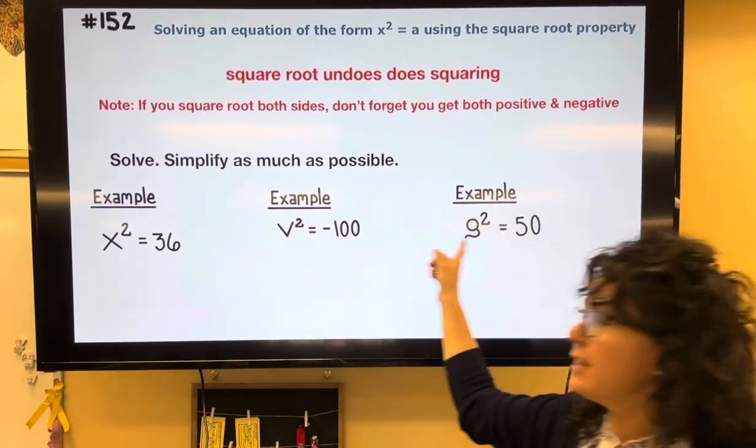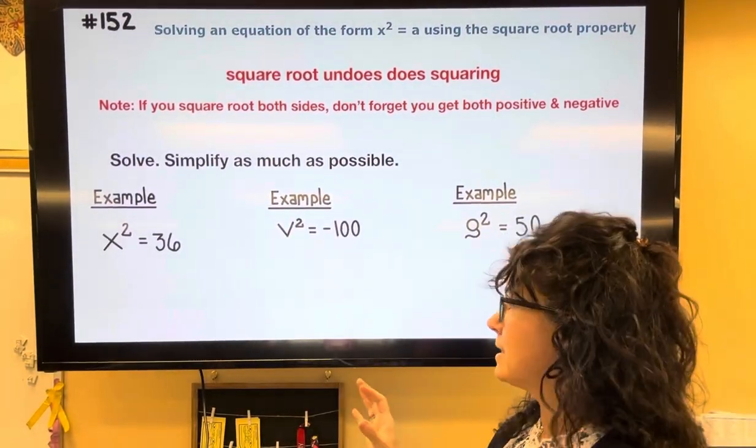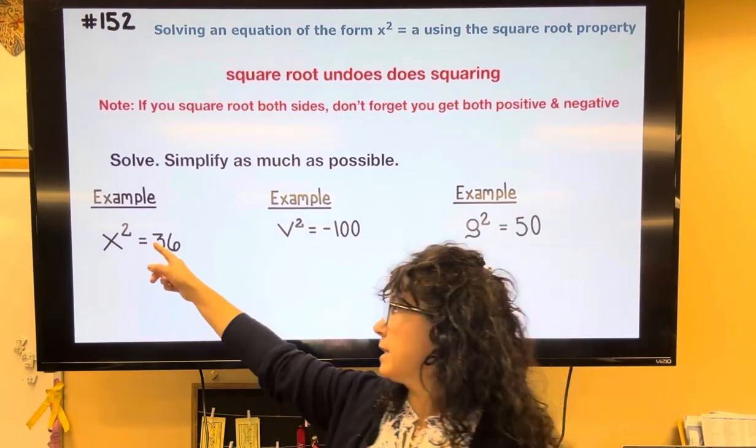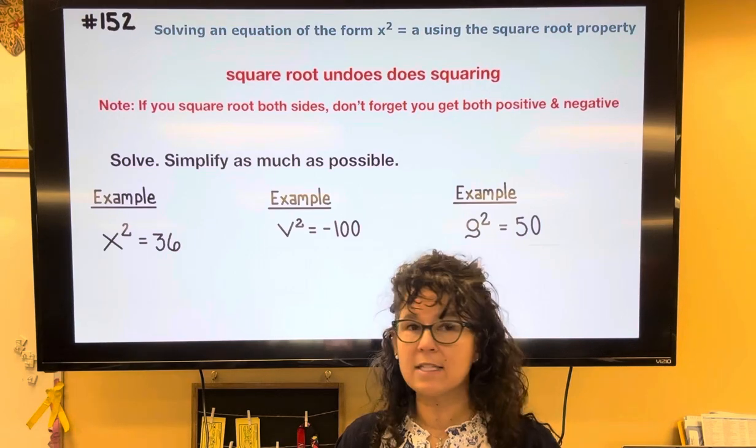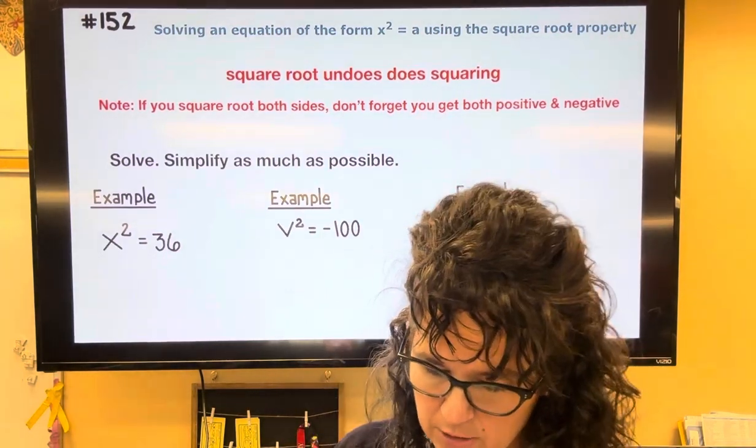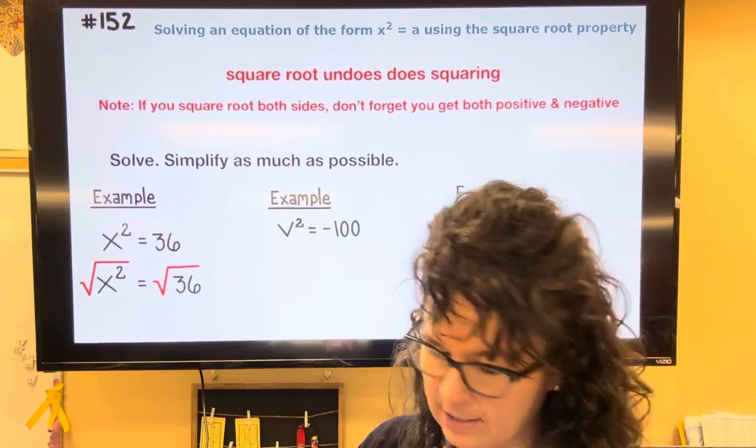We want to solve these equations. So let's start with the basics: if you want to get rid of the second power, what undoes squaring is a square root. So I'm going to square root both sides here.